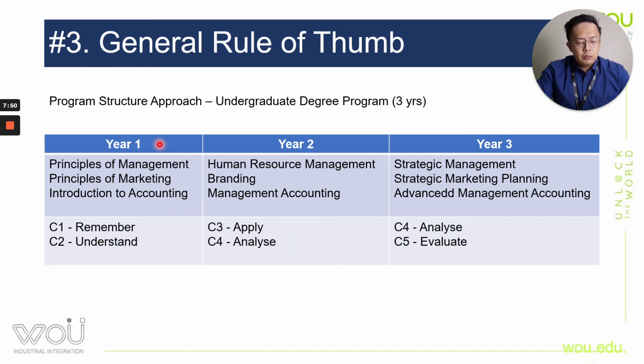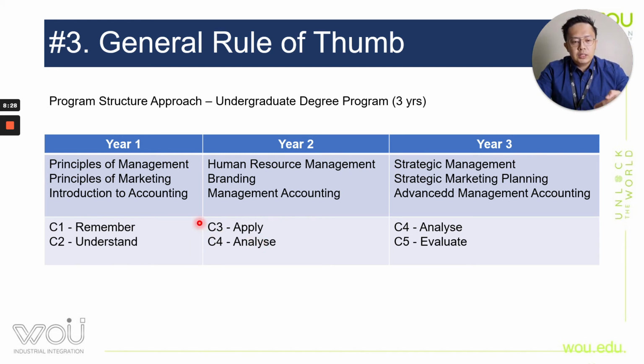You can see that for year 1, you use C1 and C2. This will be for low-level subjects like principles of management or principles of marketing. Year 2 will be a higher level, where you have human resource management, branding, and management accounting coming in, where we measure at apply and analysis. And the final year will be the most complicated subjects like strategic management, strategic marketing planning, and advanced management accounting, where we measure at a higher level, C4 and C5. By using this program structure approach, the students will feel the difficulty increasing when they move on to a higher level of study.